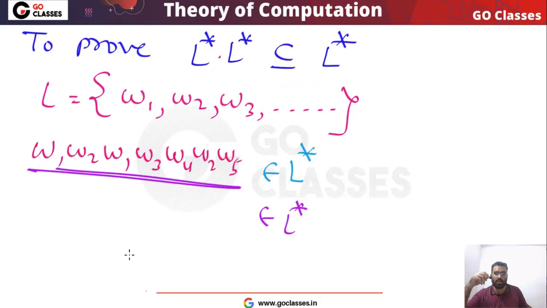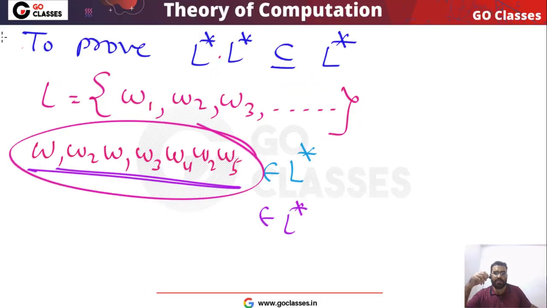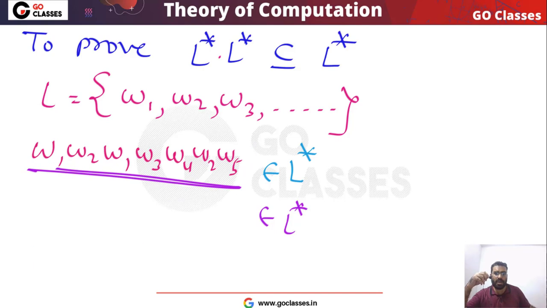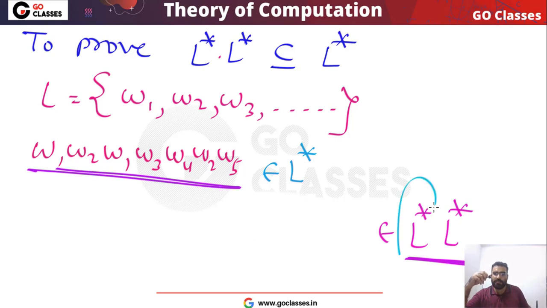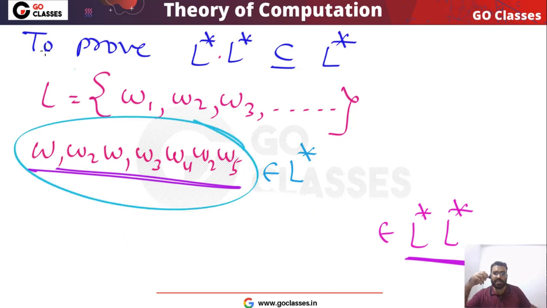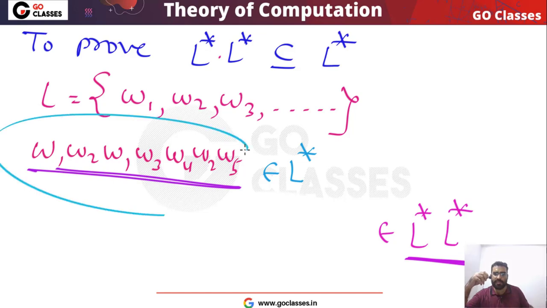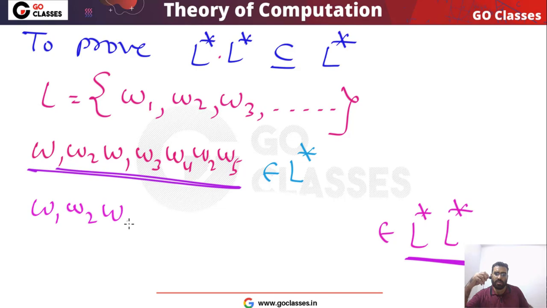So you can notice, this type of strings you have in L star. Now, when you do L star, which type of strings will be there? We have strings where every string of L star is concatenated with every string of L star. For example, this is a string of L star.